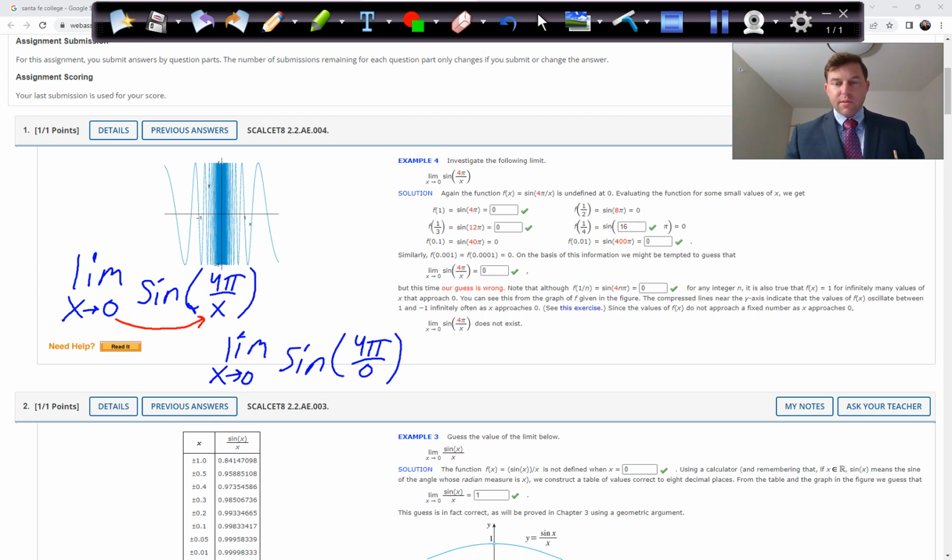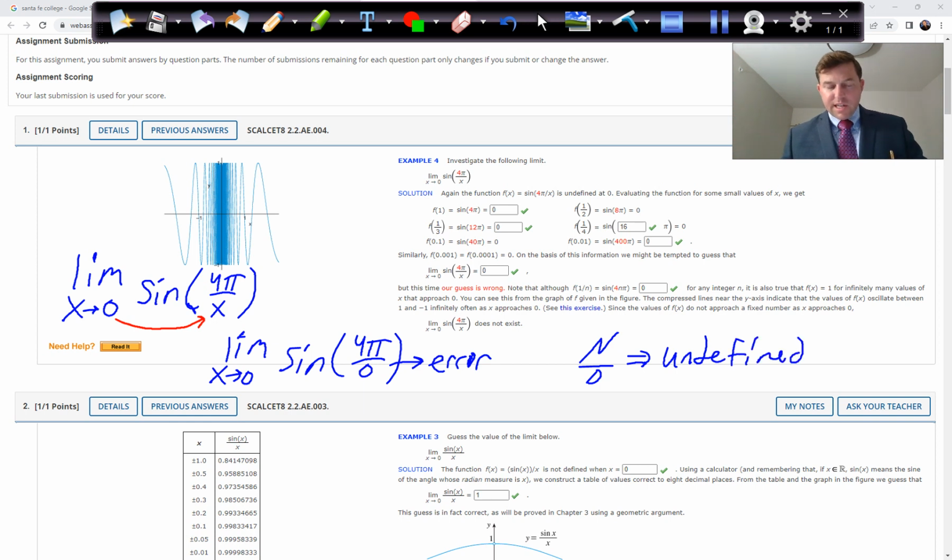I encourage you to try this with your calculator. Type 4 pi divided by 0. You're going to get an error. So any number divided by 0 is undefined. So we can't do it. So we've got a problem.